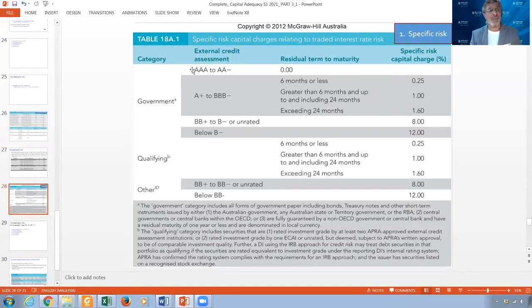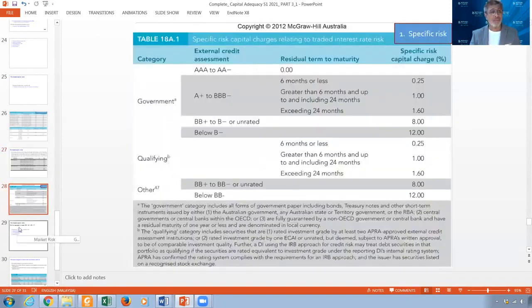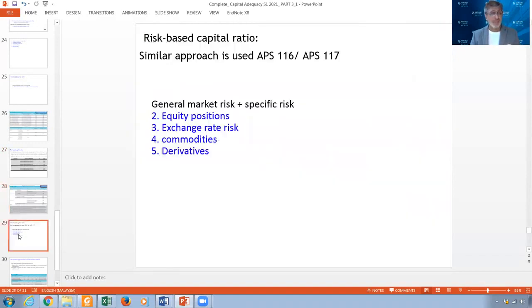So we take the position and we see the ranking, and these are the weights. This is the capital charge. You multiply it by 9.52 and you get the risk-weighted assets. It's very easy. It's according to the rating. This is also a capital charge, and you have to multiply it by 9.52. So we are done with the market risk.